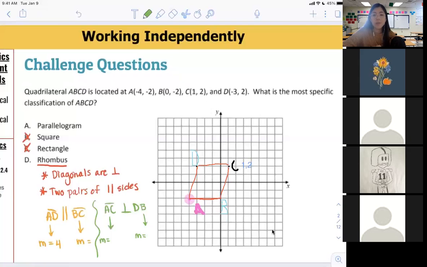What do we want those two slopes to have? Opposite reciprocals. Opposite reciprocals. Good. All right, so for AC, go ahead and calculate that slope, A to C. And let me draw that in so that we can visualize it a little bit better.